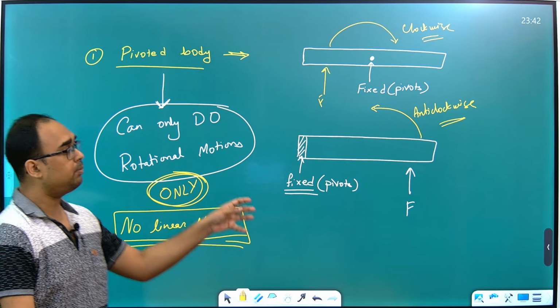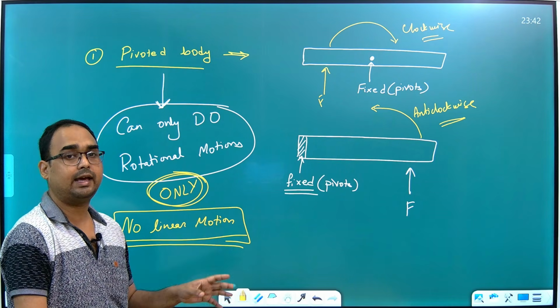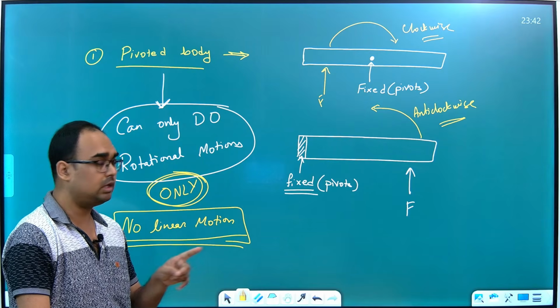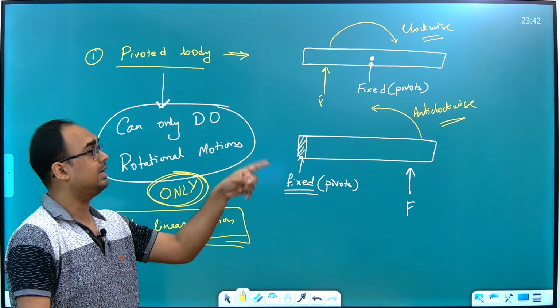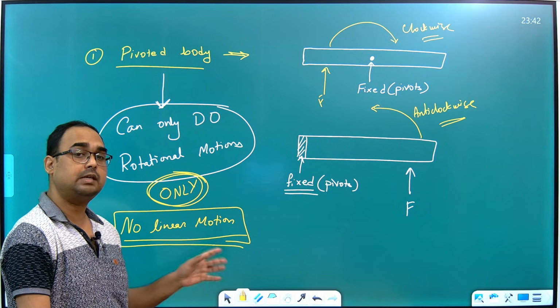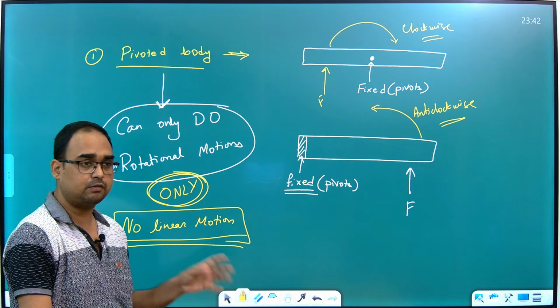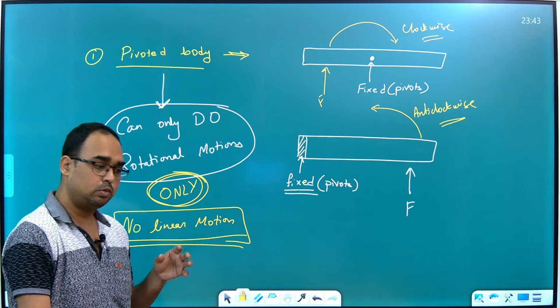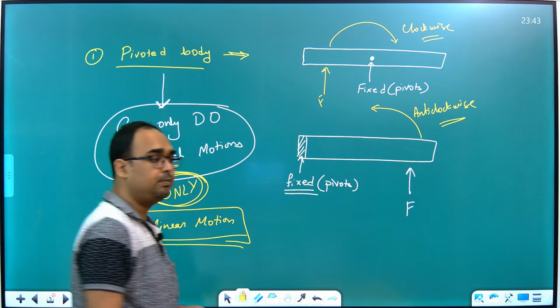So when you apply force to a pivoted body, it can have two kinds of rotational motions. Number one, anti-clockwise rotational motion, and number two, clockwise rotational motion. So this is the basis of the first force chapter. So I'll revise it once more for you people.